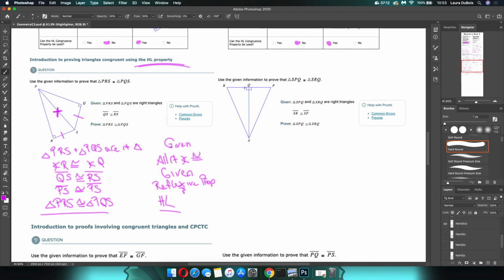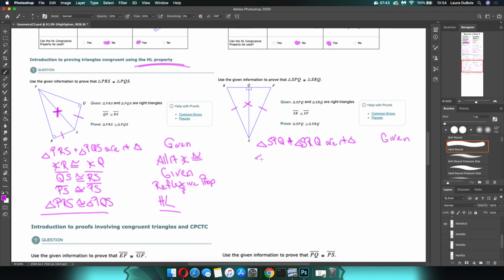Over here, we have our right triangles. We're told SR is congruent to SP, and oh look, reflexive again. It's almost like it keeps popping up for some reason. So how do we actually write the proof? Triangle SPQ and triangle SRQ are right triangles because that was given.